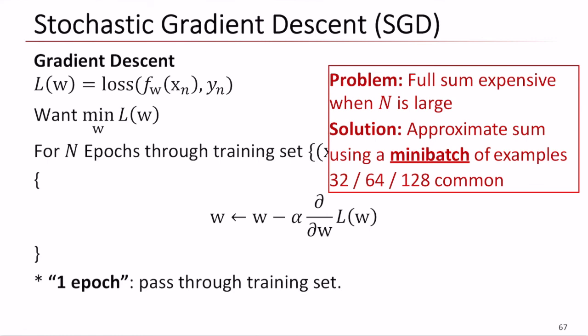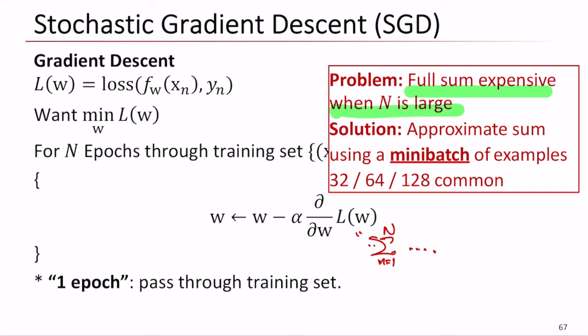This kind of brute force way has some problems. The first one is the sum, because this loss function consisted of the sum from i equals 1 to a large N. When N is large, as in deep learning, we have to consider larger and larger training data, as we discussed.